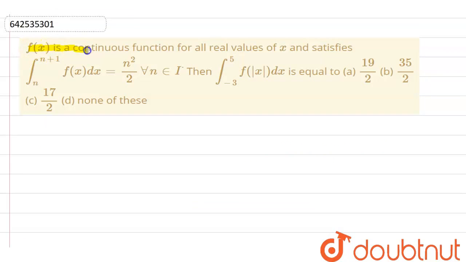Hello everyone, in this question we have f(x) is a continuous function for all real values x satisfying the integral from n to n plus 1 of f(x) dx equals n square by 2, where n belongs to integers. Then we have the integration from minus 3 to 5 of f(mod x) dx is equal to what, and we have 4 options here, right?